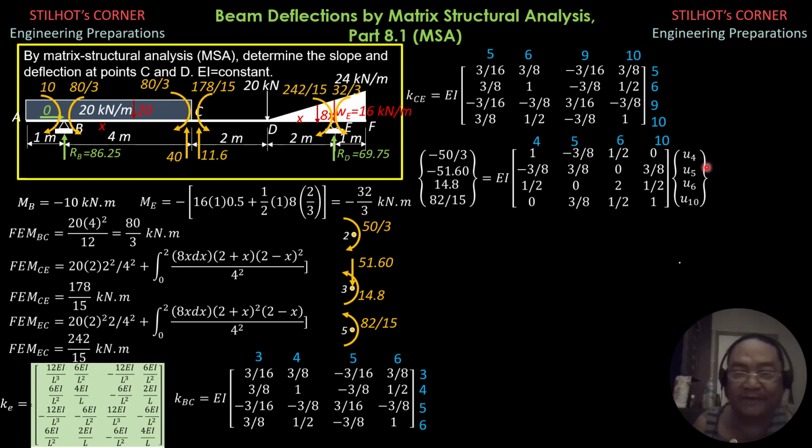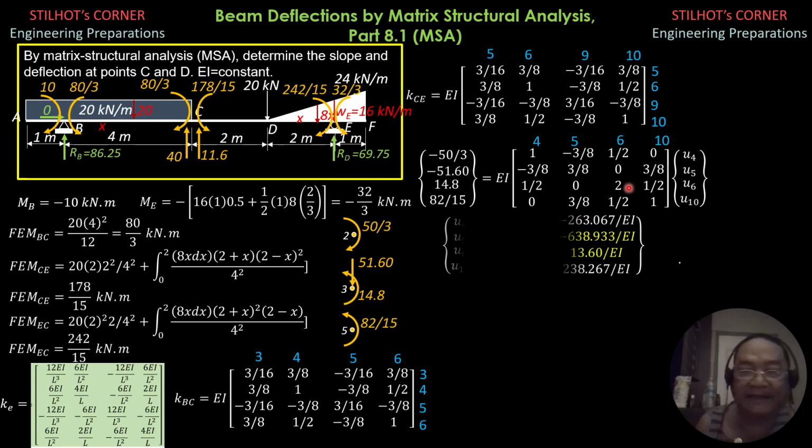Then U4 is theta B actually. U5 is delta C. U6 is theta C. And U10 is theta E. So these values are obtained by the product of the inverse of this matrix and this force matrix here. So as a result, because you can use your high-tech calculator, you can now compute these displacements, theta B, delta C, theta C, theta E equal to these values here, which are the same as before.